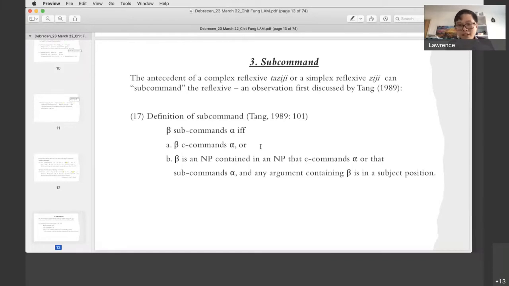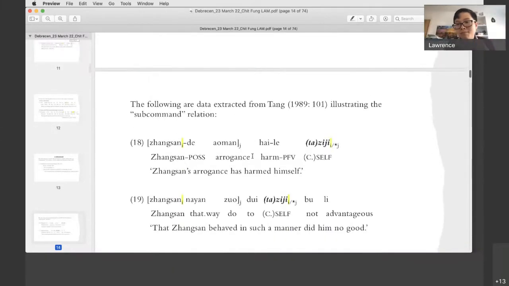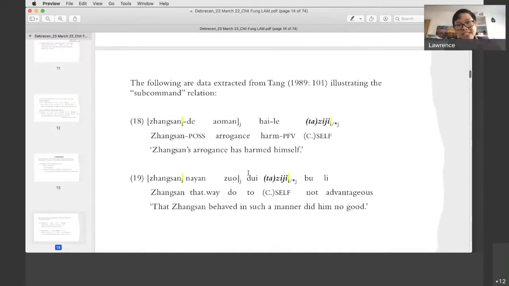It can obey the C-command relationship, but it can be a bit looser, to the extent of what we call subcommand. And this is the formal definition of what subcommand is. So instead of going over the formal definition here, we'll take a look at some concrete examples of what subcommand actually is. So these are the data from 1989.